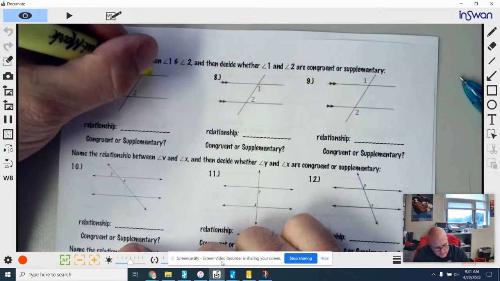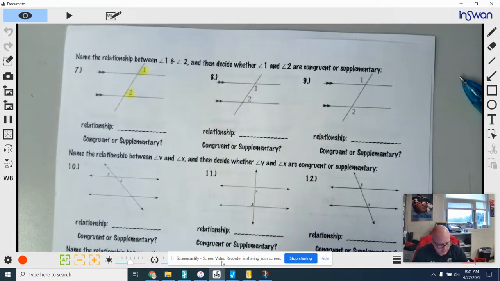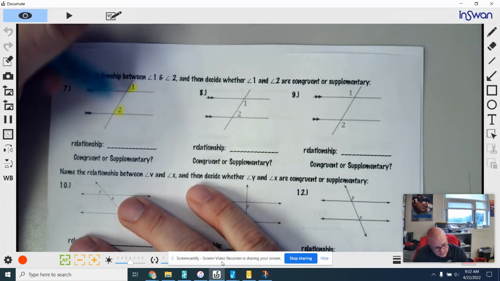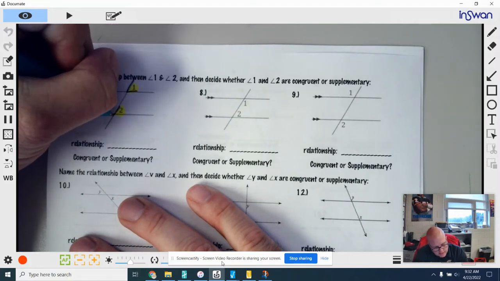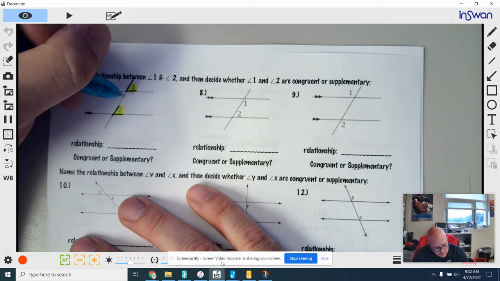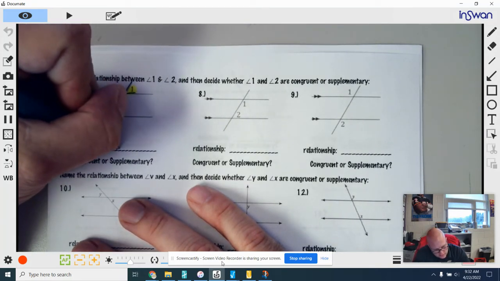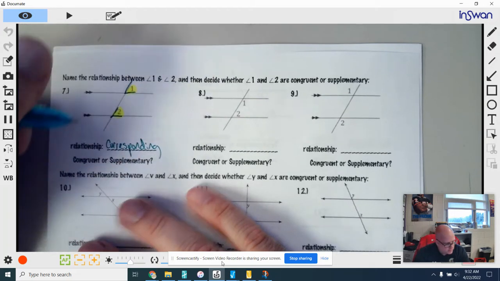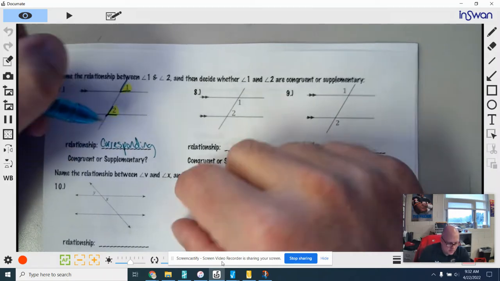Okay, so on number 7, we see right here, here's angle 1 and angle 2. And we notice that we have two parallel lines cut by a transversal, and these angles are on the same side of the transversal, and they're opposite of each other, that is what we call corresponding. So they're corresponding angles.